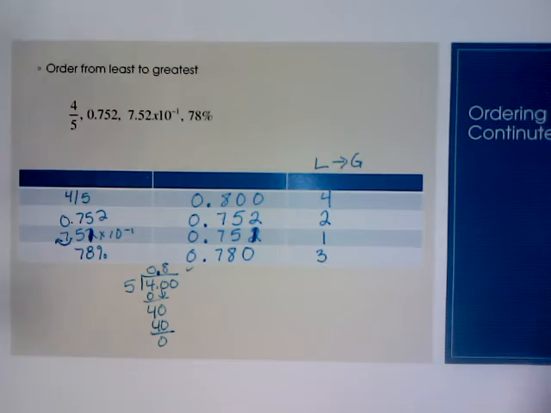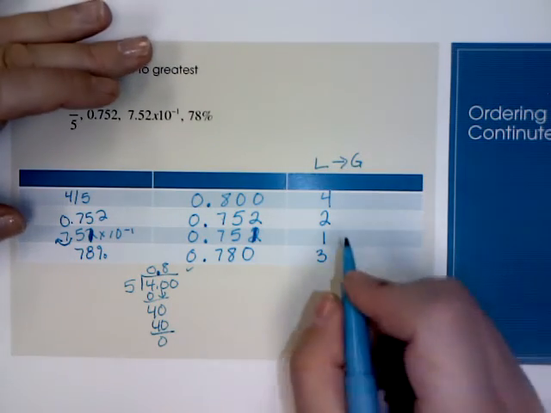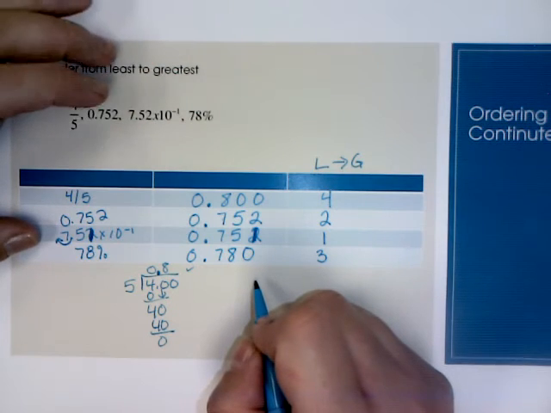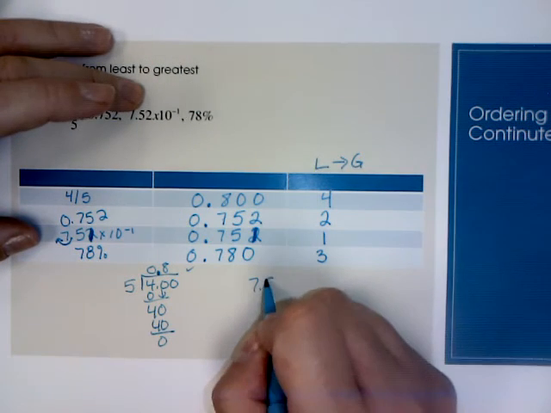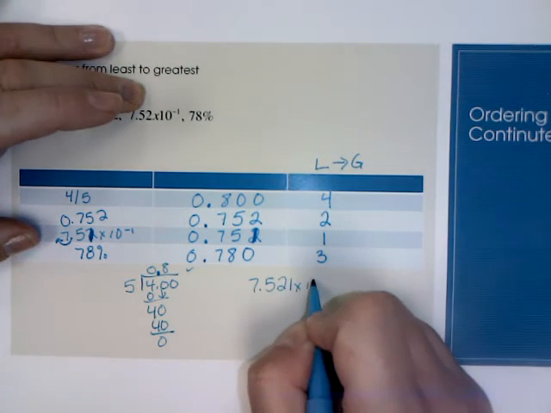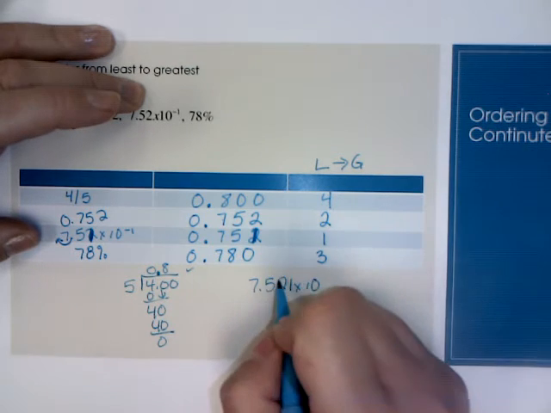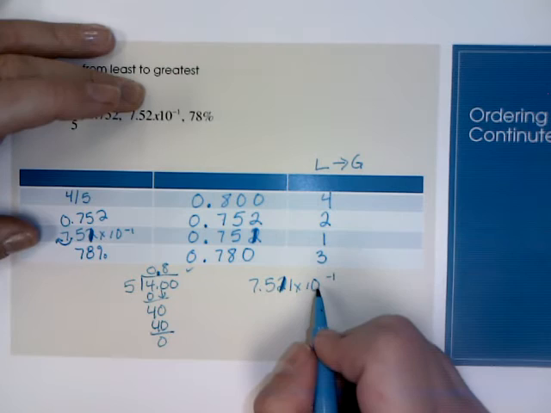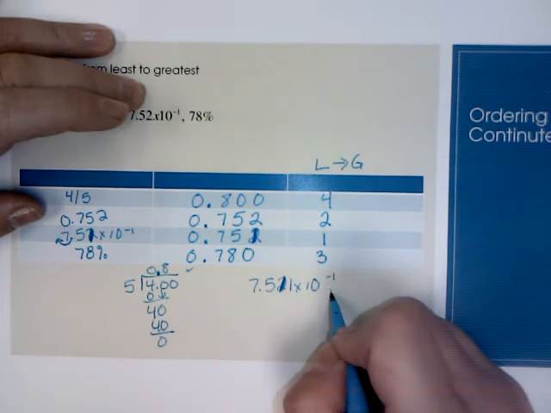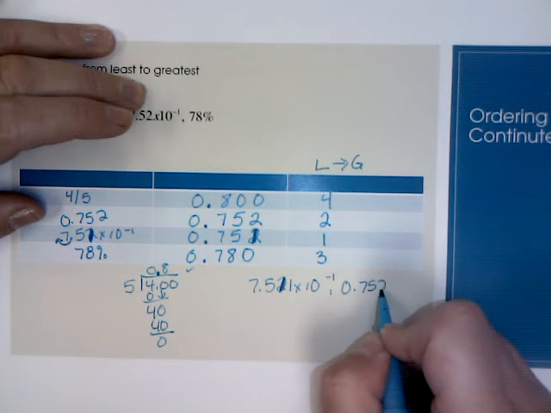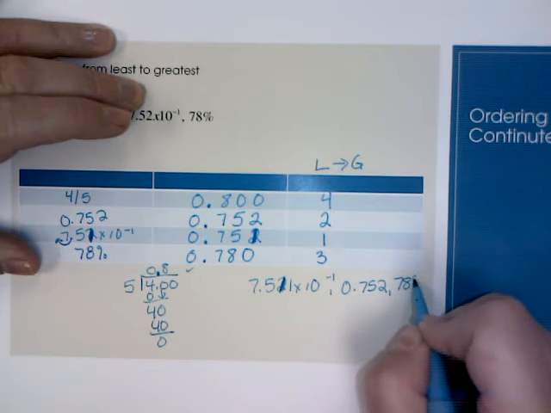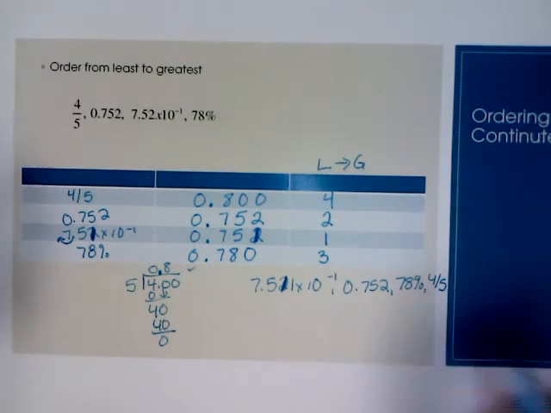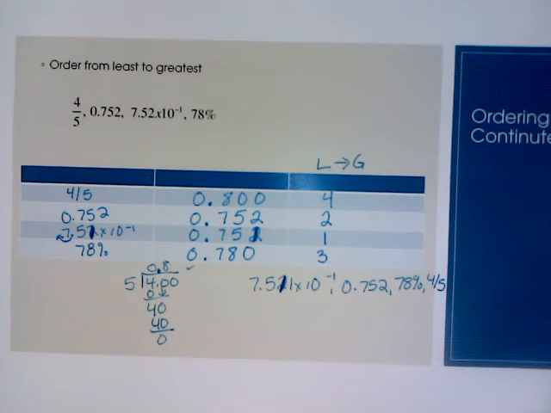And again, I'm going to go ahead and write them in order. So my least one is going to be 5.1 times 10 to the negative 1. My number 2 is going to be 0.752. Number 3 is 78%, and number 4 is 4/5. So apologize about that mistake there.